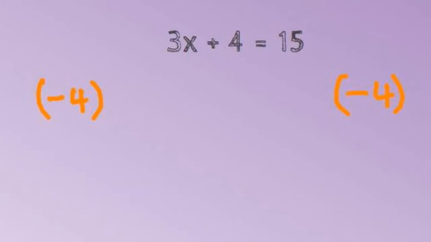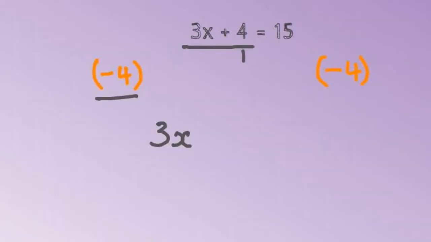Okay, so now we're going to do this side, take away 4. So 3x remains the same. Here I've got plus 4, and I need to take away 4. That gives me 0. Equals 15, take away 4 is 11. Okay, so now the next step is to divide it by 3.